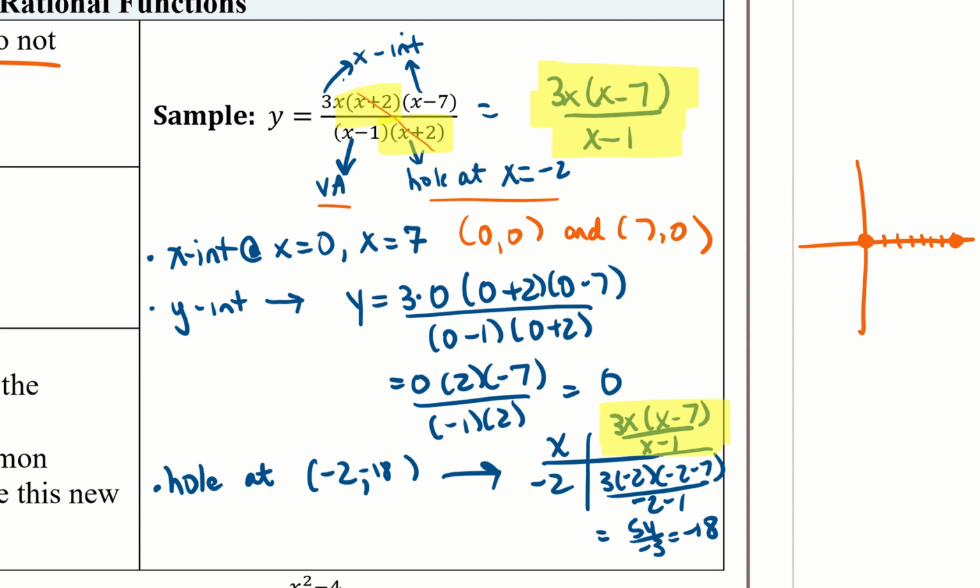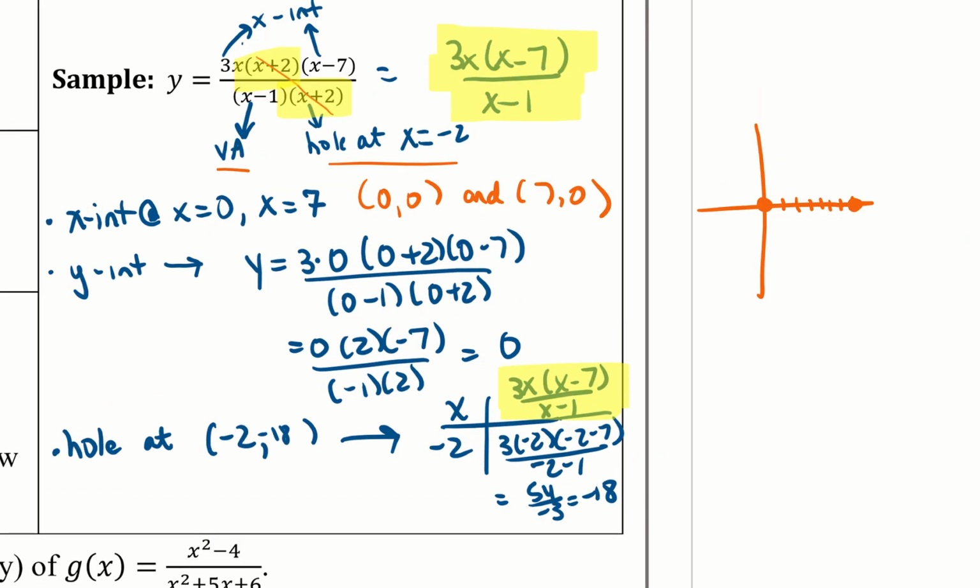There's a hole in the graph when x is -2. To find the y location of the hole, you would use the reduced down form and plug a -2 in. So this has a hole in the graph at (-2, -18), wherever that is. So those are a couple important points on the graph. We can use those to help us with the graphing along with your vertical asymptotes and so forth. Like this one has a vertical asymptote at x = 1.